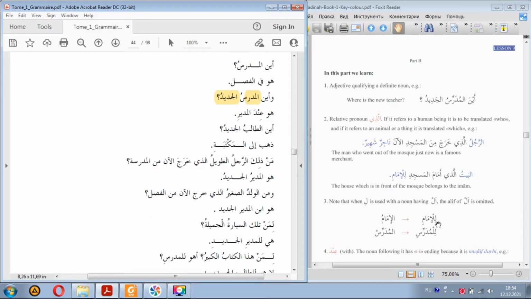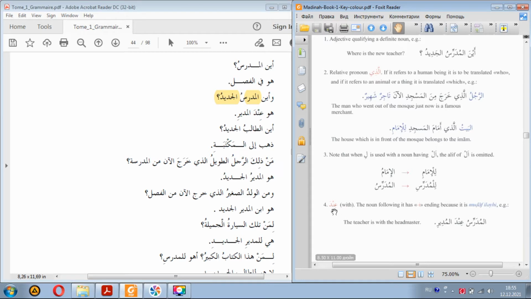Well, there is a note here. عند is translated as with. The noun following it has an i ending because it's mudafun ilayh. So al-mudir is preceded by the word عند, and therefore it's mudafun ilayh, and it has kasra. What we take from this note is that the word following the word عند is majrurun, and in this case it takes kasra. Al-mudarrisu عند المدير, the teacher is with the headmaster.